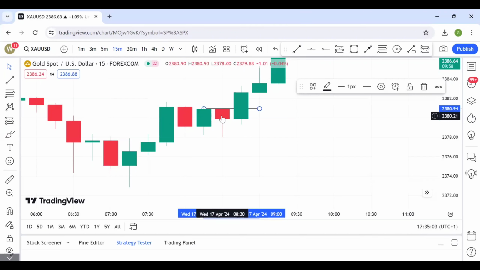But in the situation whereby this candle does not close above this hammer candle, it means what? This one is very irrelevant. It is not going to work. So you must wait for the next candle to close above it.